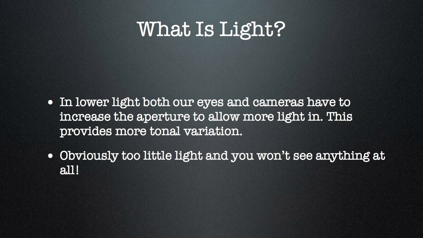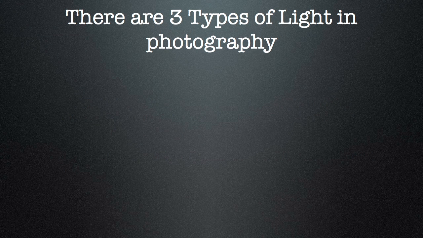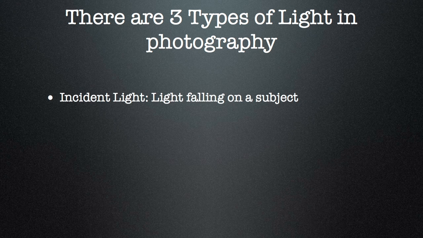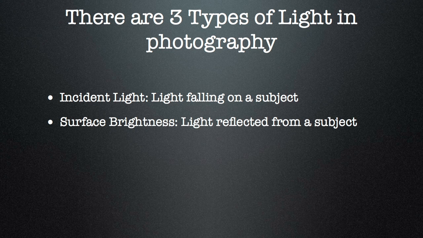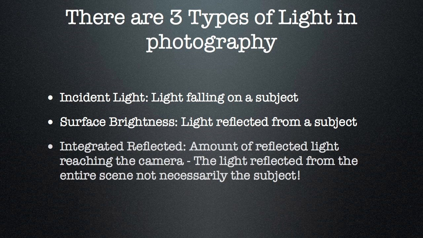So I've tried to group together light into three types to make it quite simple. We have incident light, which is light falling on a subject from whatever source that may be, sunlight, incandescent light, etc. We have the surface brightness, that's the light that's reflected from a subject. And then we have the integrated reflective light, which is the amount of reflected light actually reaching the camera. So don't forget that although you may have light bouncing off of the subject, it's the amount that's reaching the camera that's really important to you as a cinematographer.